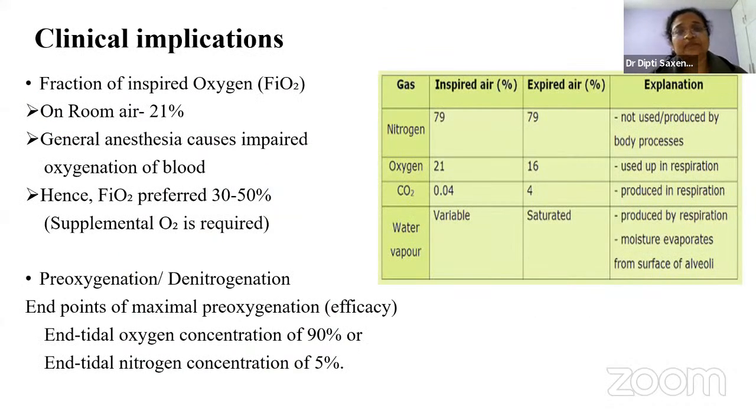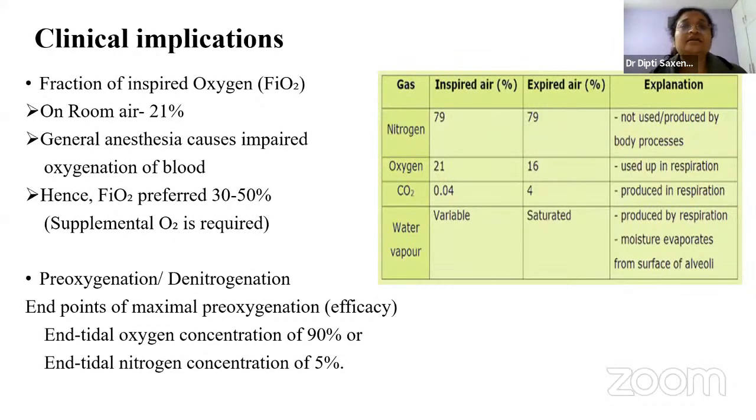Let us look at the composition of the inspired and expired gas. This is also very important. Now, I will tell you why. The composition of inspired gas includes nitrogen, which is 79%, 21% of oxygen, trace of carbon dioxide, and variable water vapor. While the expired air is constituted by nitrogen, which is again 79%. This shows that nitrogen does not take part in gaseous exchange. Oxygen is reduced to 16%, carbon dioxide is increased to 4%, and water vapor is saturated. This is because carbon dioxide and water vapor are the end products of metabolism.